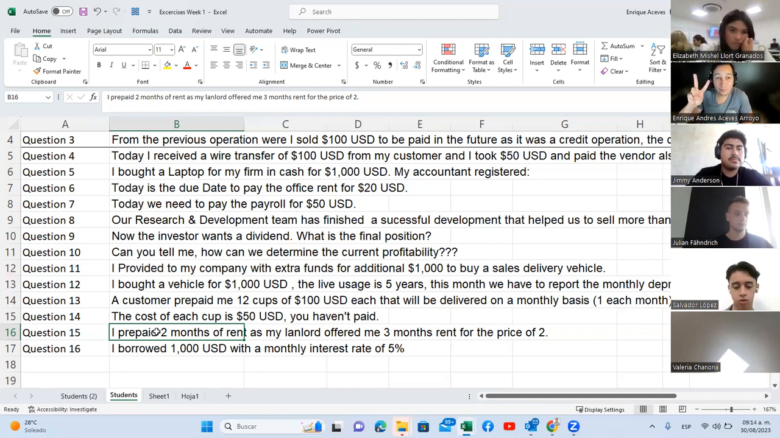Because you're paying 2 months and they will give you 3, right? So you have the right to claim 2 more months, but you need to put a value to the 3rd month. So you divide those $40 between 3, okay?